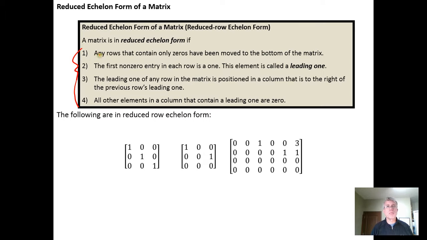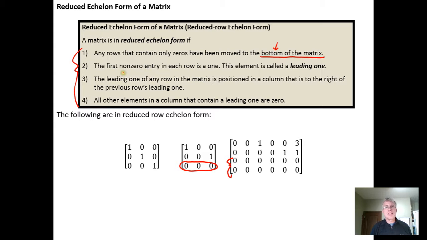So if you just kind of walk through them, it says any row that contains only zeros has been moved to the bottom of the matrix. So this is criteria number one. So this first matrix, there is no row that contains only zeros, but in the second matrix, the third row contains all zeros, and it's at the bottom of the matrix, so it meets that criteria. And here I actually have two rows that are all zeros. Both of those rows have been moved to the bottom of the matrix. So if you get an all zero row occurring in any row that isn't the bottom, you move it down.